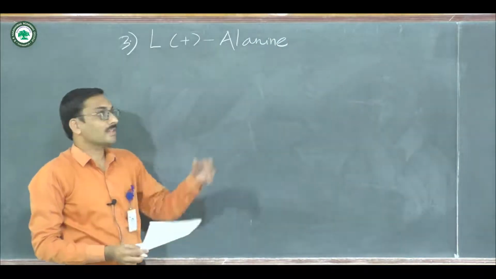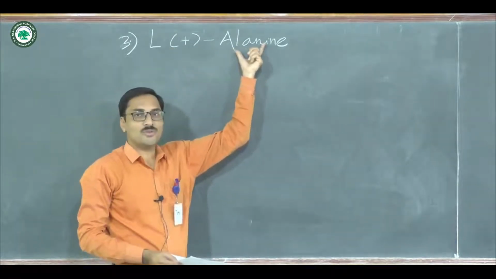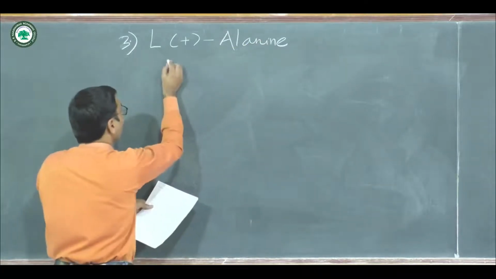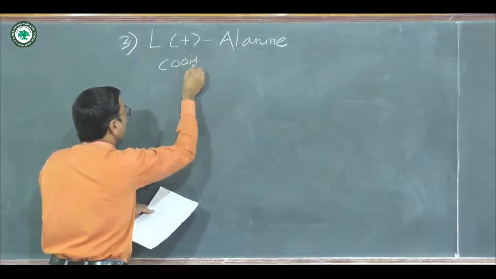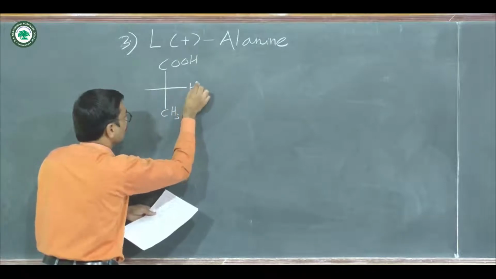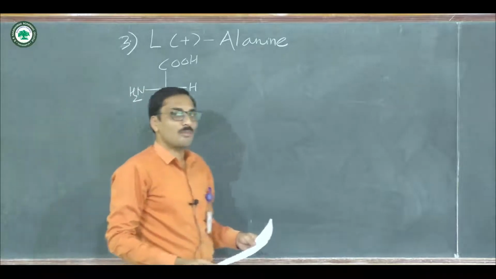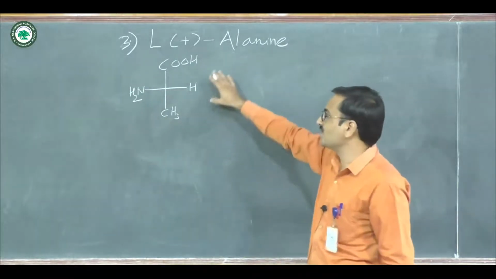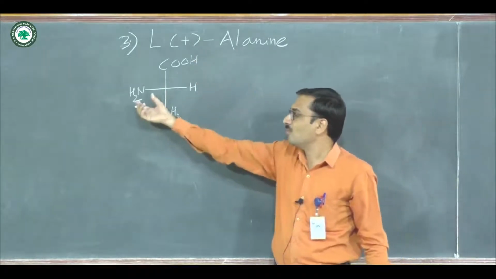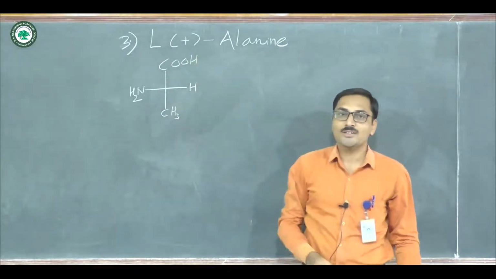The third target molecule is L-(plus)-alanine. Here we will see the retrosynthesis of this alanine molecule. This is the structure of the alanine molecule. It is an amino acid molecule, and as we know, an amino acid molecule consists of one amine group and one carboxylic acid. Therefore, the name is amino acid molecule.